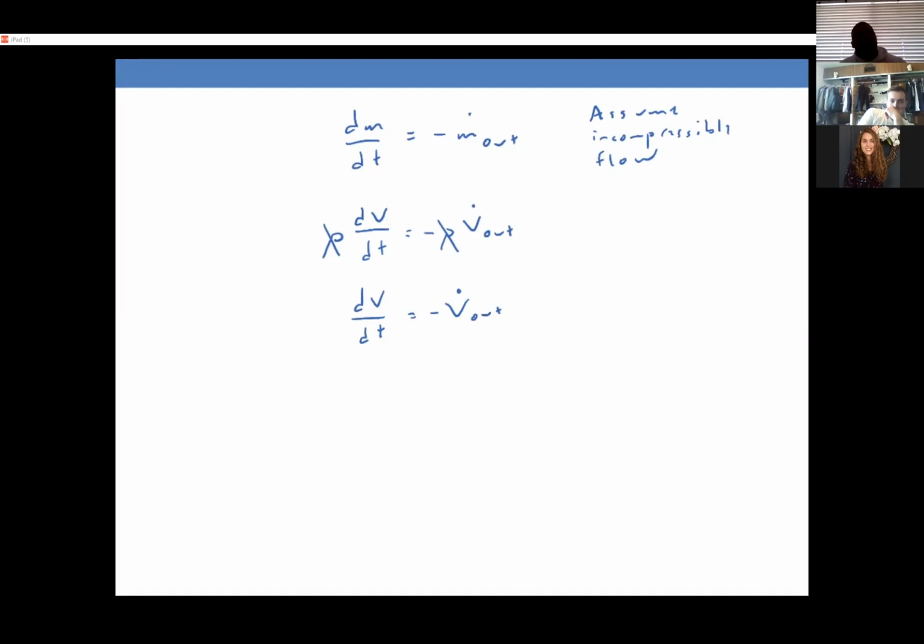All right. So we've got our volume balance. Let's remind ourselves what we're trying to find. We are trying to find the height of water in the tank as a function of time. I'm going to give you all a second to think about it, and then I want someone to tell me how they think we're going to bring in height.